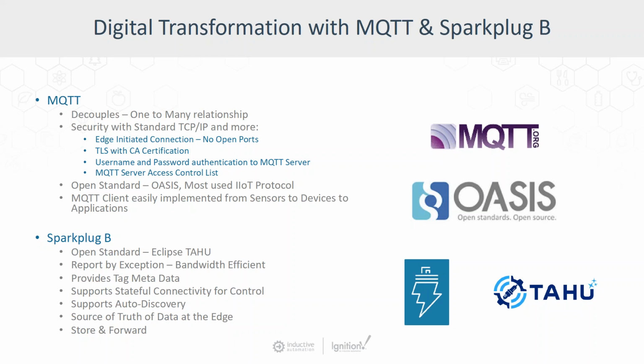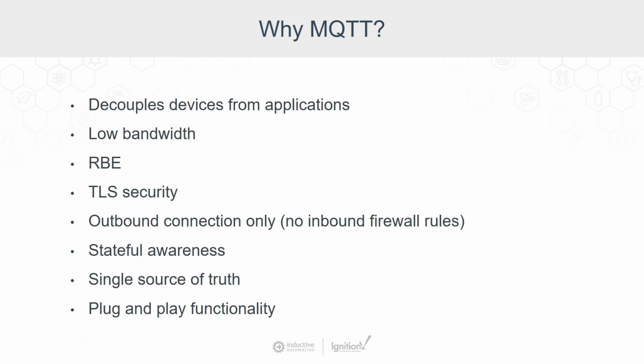And MQTT really became famous or became big in the consumer space, where Facebook Messenger used it to send data around, as well as Amazon with the Echo, which uses MQTT as well. Of course, now we're seeing in the industrial space a lot of use of MQTT because of the benefits that it provides. So let's talk about those benefits.